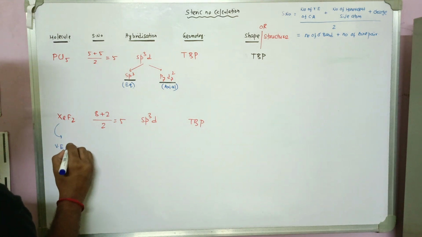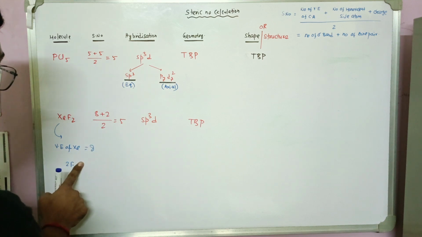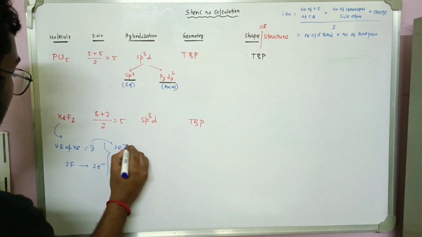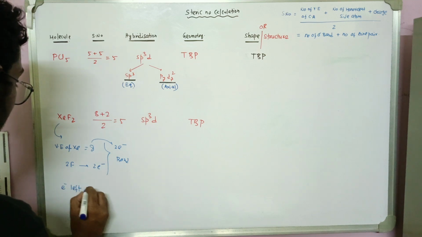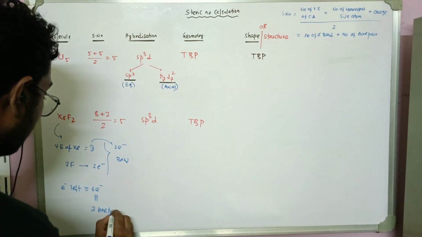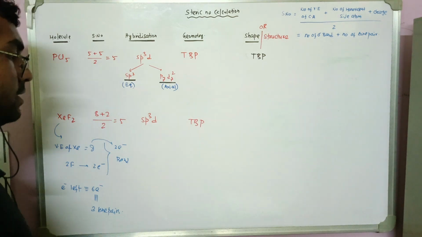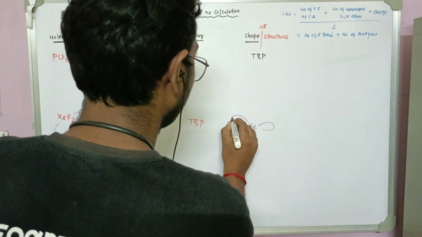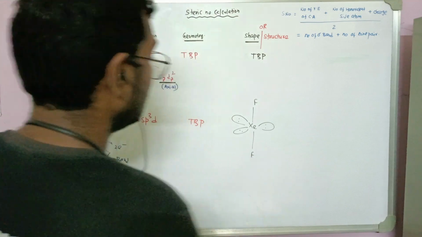So valence electron of xenon equals 8. We have two fluorine atoms, which will contribute 2 electrons for bonding purposes. So 2 electrons out of 8 will get utilized to form the bonds, and the electrons left on the central atom will be 6 electrons, which corresponds to 3 lone pairs. So there are 3 lone pairs on the central atom xenon, and we have to place all the lone pairs in the equatorial plane. So the geometry will look like this one. Xe will be the central atom, 3 lone pairs in the equatorial plane and 2 fluorines in the axial positions.